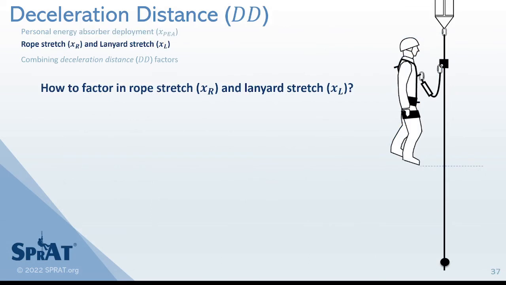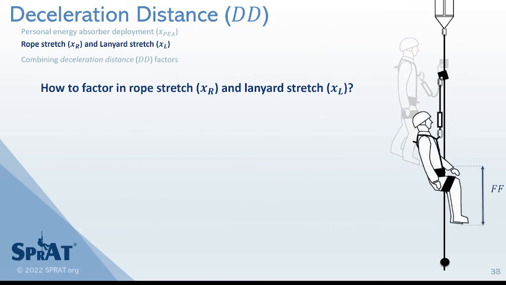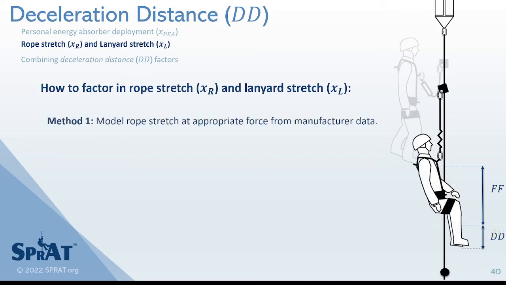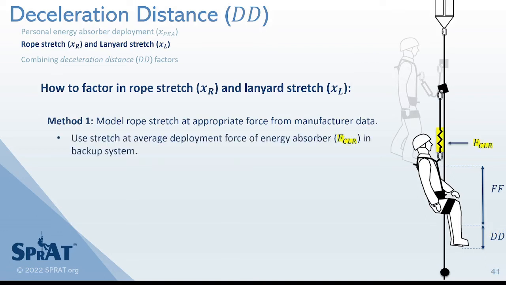In the previous example, we considered only the effect of an energy absorber in deceleration distance. In some fall protection systems, rope and lanyard stretch may contribute to deceleration distance. How do we include these factors in calculations? In the first method, we can model rope stretch at an appropriate force from manufacturer data. In this method, calculate the stretch at the average deployment force of the energy absorber in the backup system. If the backup system doesn't include an energy absorber, calculate the stretch at the slippage force of the backup device.